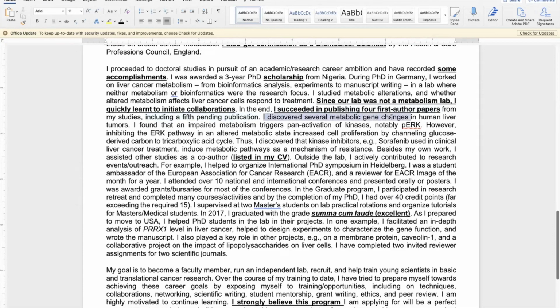I discovered several metabolic gene changes in human liver tumors. I found that an impaired metabolism triggers pan-activation of kinases. Now, this is jargon for those who may be in engineering, so please forgive me for these few seconds, notably PEC. However, inhibiting the X signaling pathway in an altered metabolic state increased cell proliferation by channeling glucose-derived carbon to the tricarboxylic acid cycle. I think I fell short of giving the citation here.